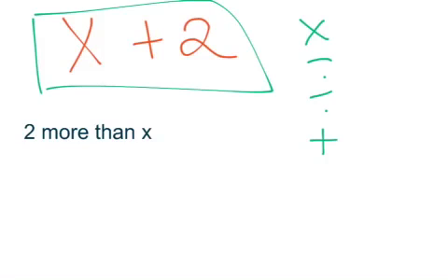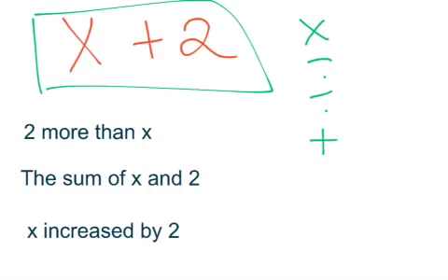One algebraic expression could be 2 more than x. Another could be the sum of x and 2. Or you could even say x increased by 2. These are just some examples, but there are many more ways that you could write this out.